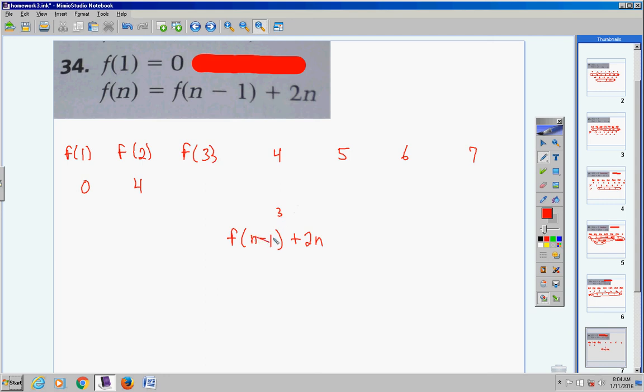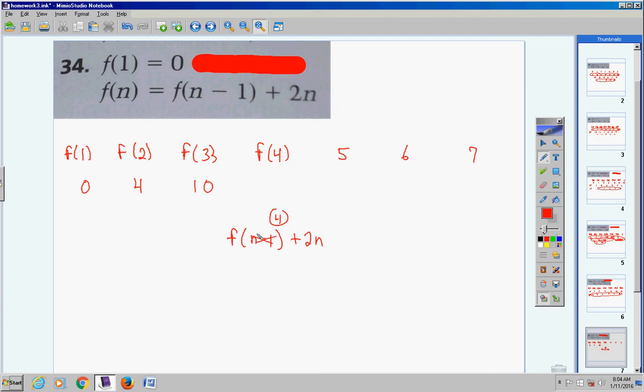3 minus 1 is 2. F of 2 is 4. Put a 3 right here for n. 2 times 3 is 6. So we get a 10. We'll put a 10 right here. All right. Moving on now to f of 4. So we're going to substitute 4 in for n. All right. Put a 4 right here.